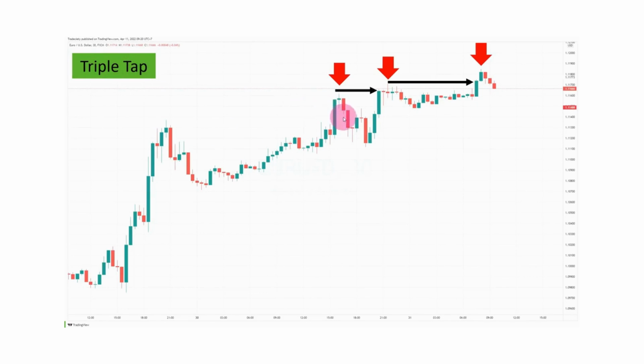Basically, the triple tap just means 3 consecutive higher highs. However, each high is less and less strong. So we can see that the market was very strongly rising higher. And then from here to here, the market barely was able to make a higher high. So that's already indicating a very weak market.